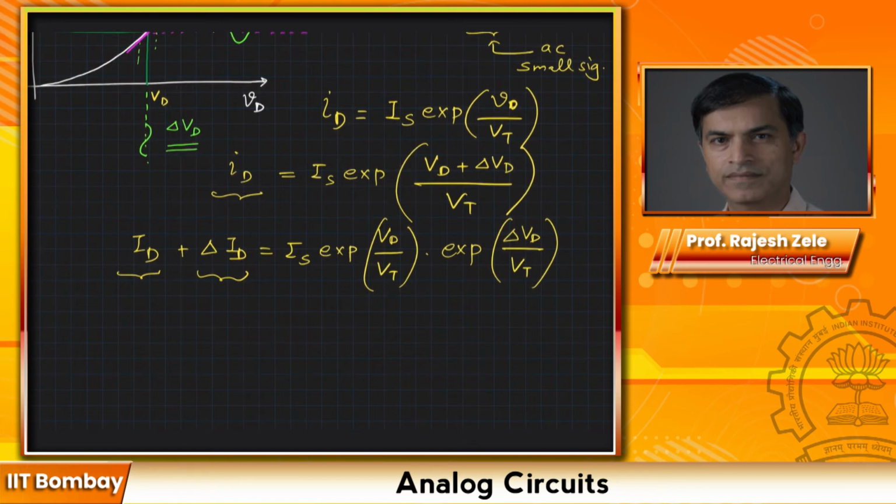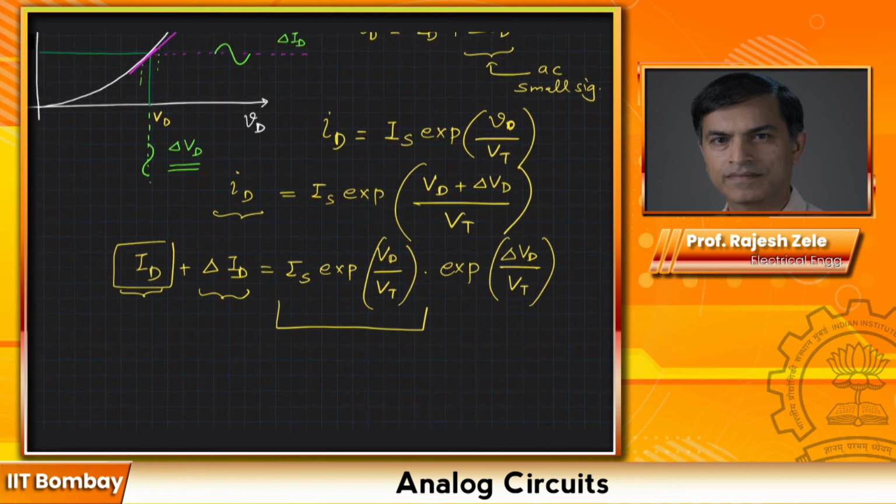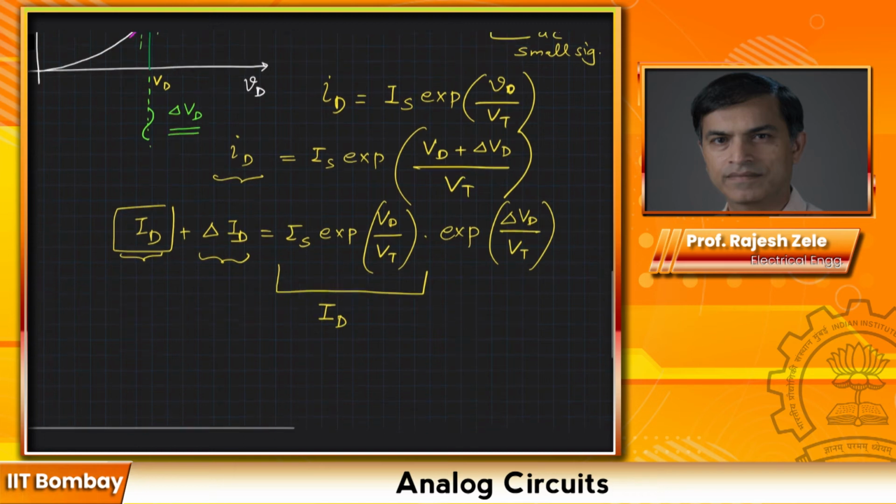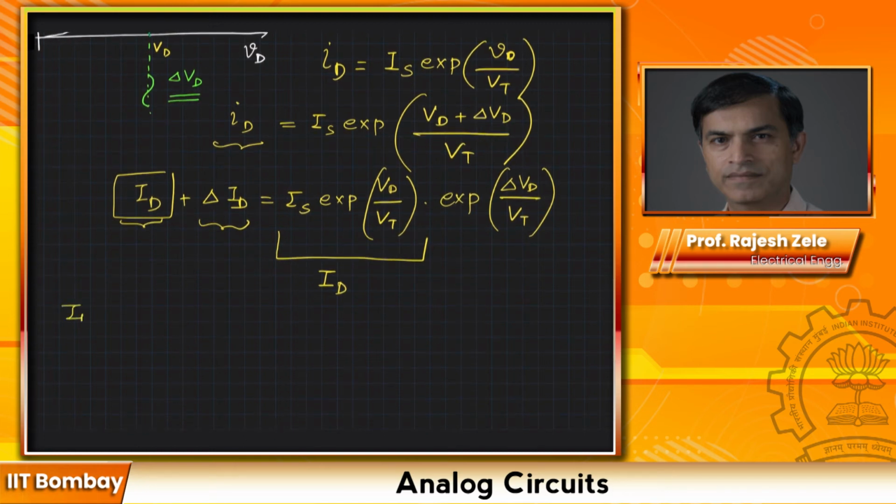Now we already know what this parameter is. This is equal to our DC ID. So we can see this term IS exponential VD divided by VT, that is corresponding to the DC ID. Rewrite the expression. I'll rewrite it one more time. ID plus delta ID is equal to ID exponential delta Vd divided by Vt. Okay. The ID being DC term and delta ID being the AC term or a small signal quantity.